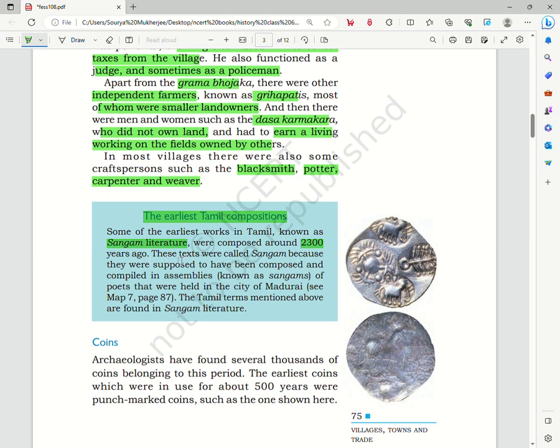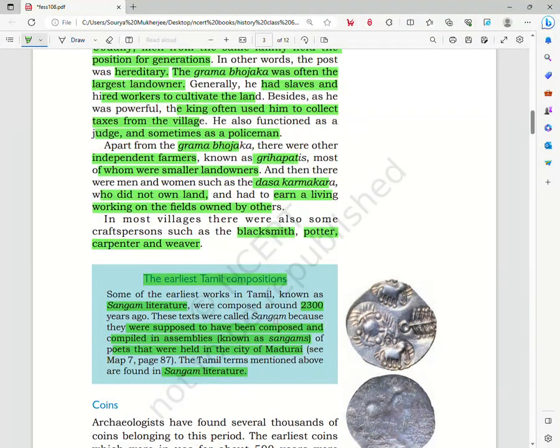So these texts are called the Sangam because they were supposed to have been composed and compiled in assemblies of poets, known as Sangamas, that were held in the city of Madurai. The Tamil terms mentioned above are found in the Sangam literature. So, if we look at South India, then we come across the Sangam literatures.